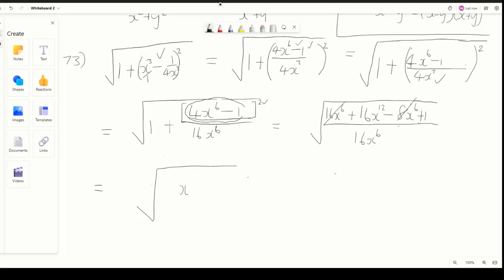So we would write 16x to the 12 plus 8x to the 6 plus 1. Okay. And all that is divided by 16x to the 6. Now, what we need to look out for is the following. You need to look out for something like this. We would like to factorize the numerator now, okay?